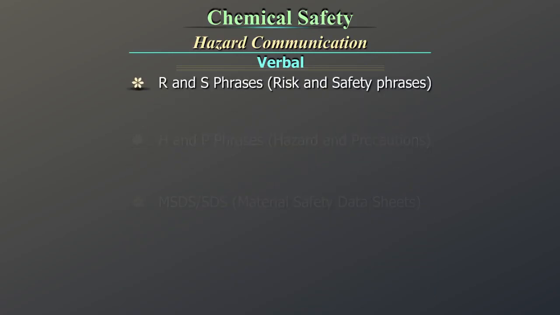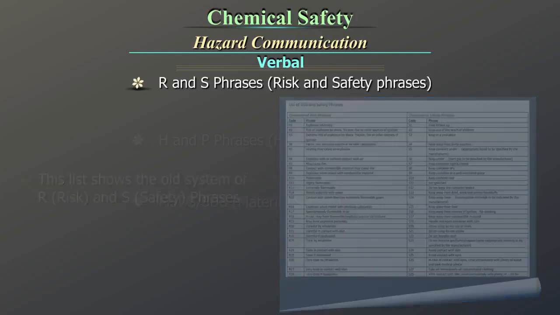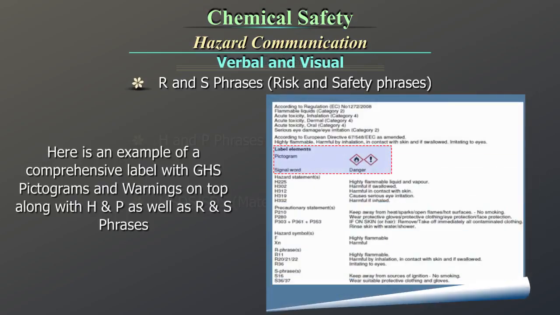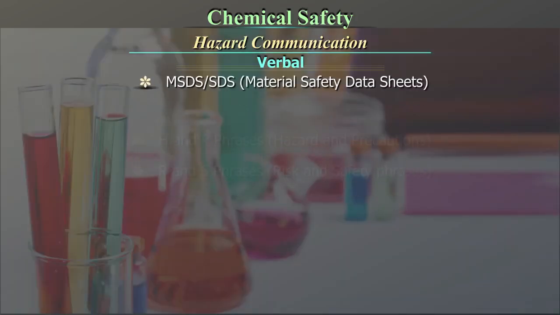R and S phrases, risk and safety phrases. This list shows the old system of R, risk, and S, safety phrases. Here is an example of a comprehensive label with GHS pictograms and warnings on top along with H and P as well as R and S phrases. MSDS or SDS, Material Safety Data Sheets.